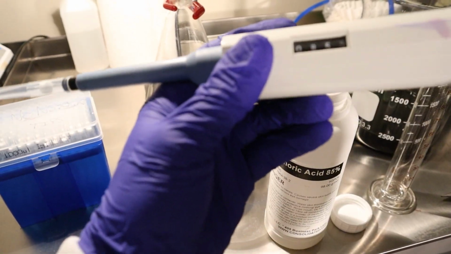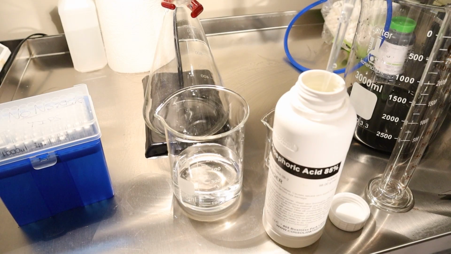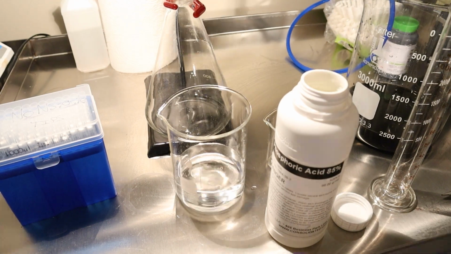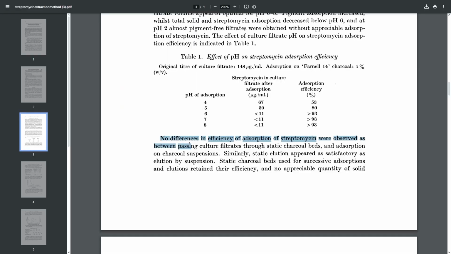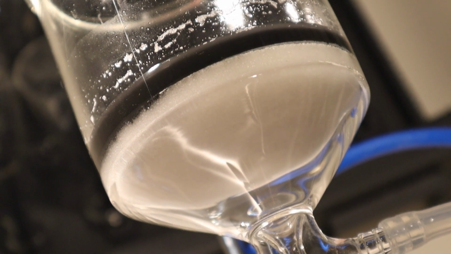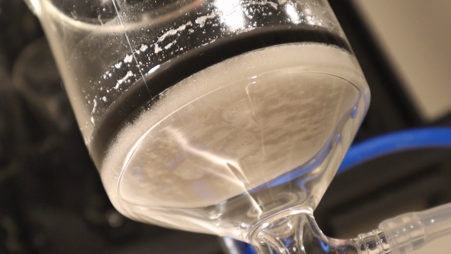So I wrongfully prepared 200 mils, which was supposed to be 75 mils, of 2% phosphoric acid, by adding a little over 4 mils of 85% phosphoric acid to 200 mils of distilled water, and then filtered that through the charcoal bed, which it said was just as effective as scraping the charcoal off and suspending it and then filtering it through. Now with 200 mils of our eluate with our streptomycin dissolved in it, I did the entire thing again for the remaining 500 mils.